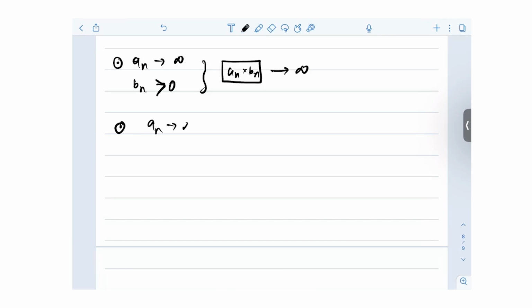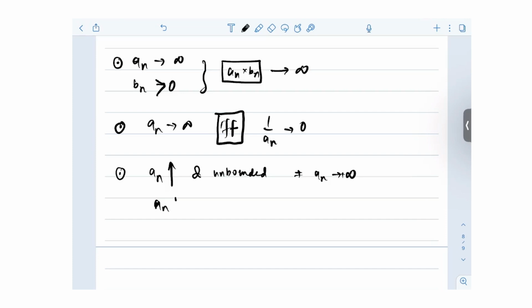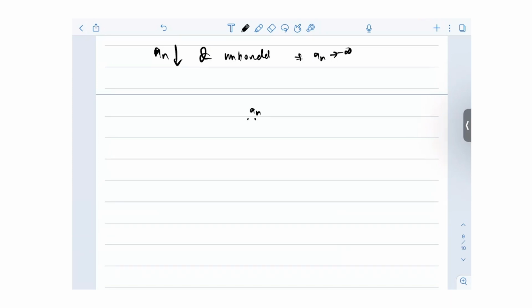One other interesting result: an is going to infinity if and only if 1 by an goes to 0. Another: if an is increasing and unbounded, then an goes to infinity. If an is decreasing and unbounded, then an goes to minus infinity. If it's bounded, the limit will exist, right? That's what the MBT is for. So if a is monotone, you check whether it's unbounded or bounded. It will either go to infinity or minus infinity, or it will converge if it's bounded. Got it? It may not always be monotone. Okay, all of you got this.